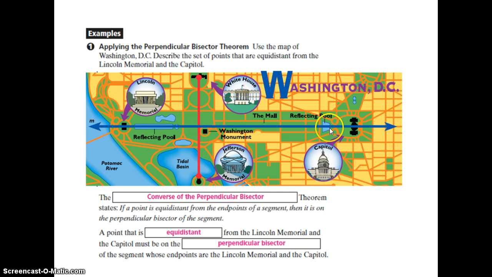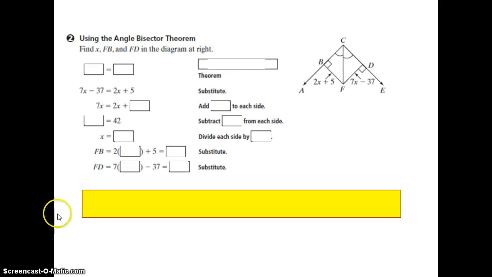If you read that and it made sense to you, then fine. It doesn't make as much sense to me. What it means is that any point right here along the perpendicular bisector, so if I pick that point right there, if I have another point that is exactly the same length from there to there, then it is on the perpendicular bisector. That's what it means. All right, using the angle bisector theorem. So this isn't the perpendicular, but the angle bisector theorem.